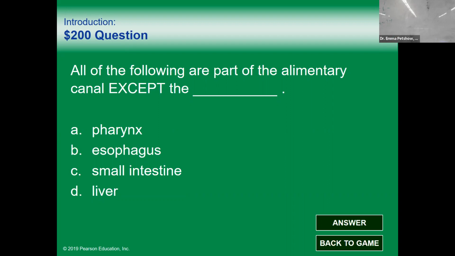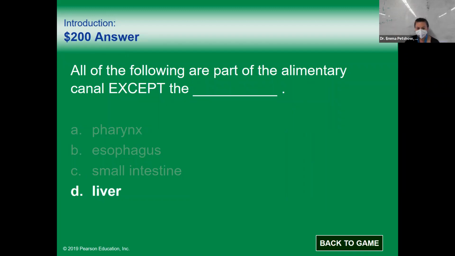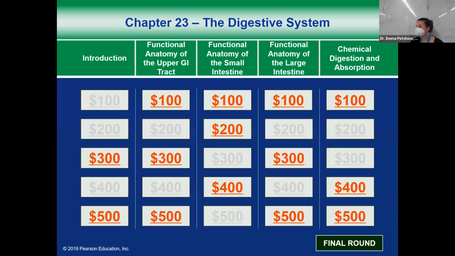The liver is involved in your digestive process, but it does not actually have the food move through it. It's not the tube. So alimentary canal is everything that food's actually moving through. So other things that wouldn't be alimentary canal: gallbladder, pancreas, spleen. Yeah, I think those would be the things.